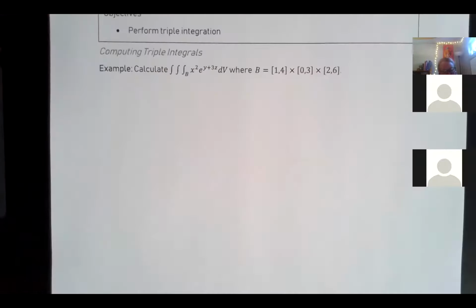Okay, triple integrals. Oh, and I did finally find where they talked about average value of a function. It's in 6.2. That's the same section that y'all did the shell method and the disk method and all that. So, all right.